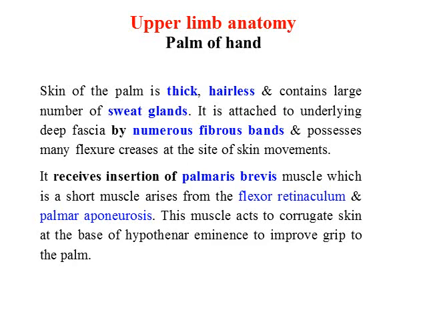The skin of the palm of the hand receives the insertion of palmaris brevis muscle, which is a short muscle, arises from the flexor retinaculum and descends downward to be inserted into the palmar aponeurosis of the hand. This muscle serves as a corrugator for skin or at the base of the hypothenar eminence to improve the grip.